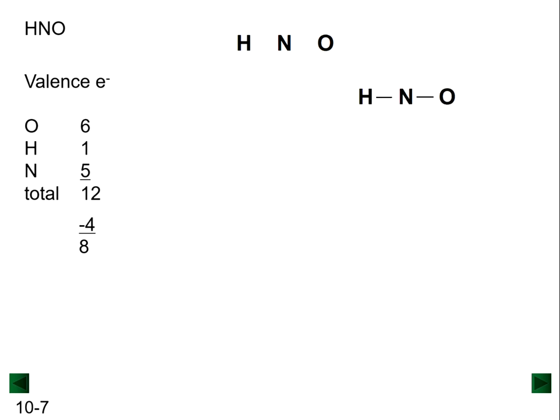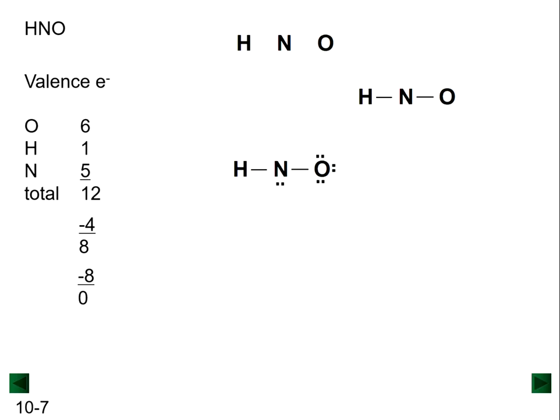So from this, then, we can derive a Lewis dot structure. First, we have our valence electrons, 6 for oxygen, 1 for hydrogen, 5 for nitrogen, giving us a total of 12 electrons. We make a bond between each of the atoms. That requires 4 electrons. We have 8 remaining. We place those in lone pairs. And that uses up all of our electrons.